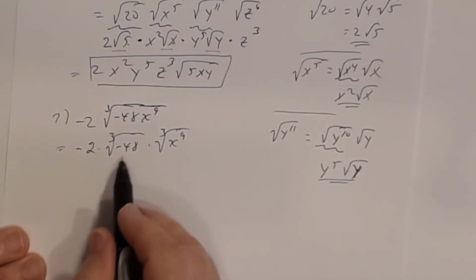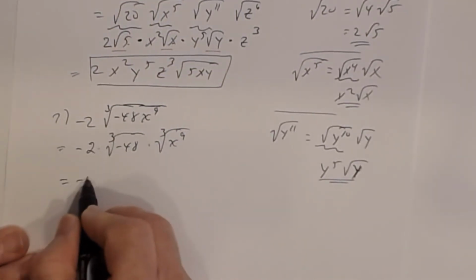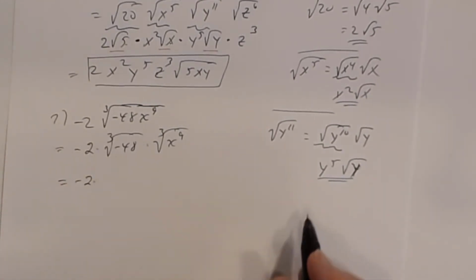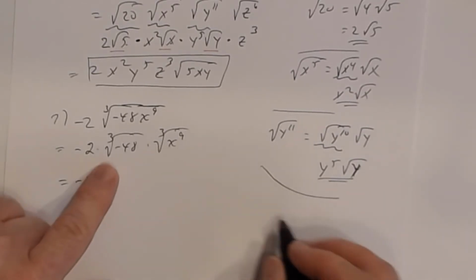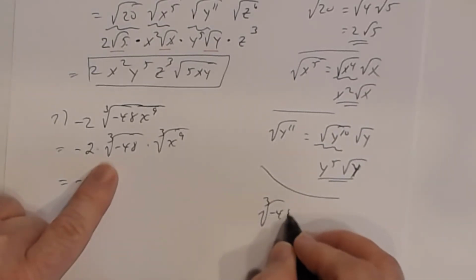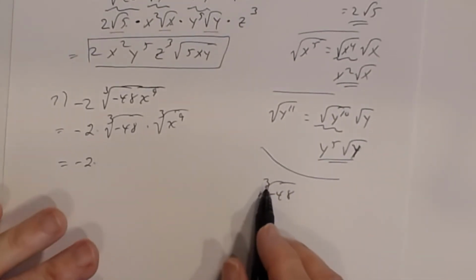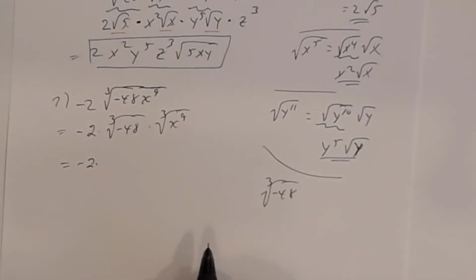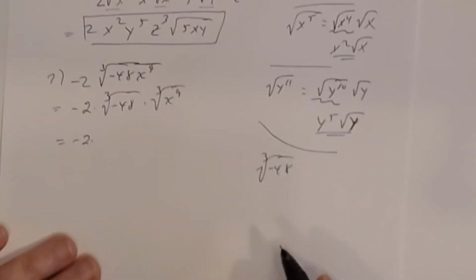All right, now we're going to simplify each of those radicals. So I have negative 2 times, okay, now let's put this on this side to kind of work it out. So the cube root of negative 48. Now remember, this time we're dealing with cube root. So is there a perfect cube that goes into 48? Remember your perfect cubes. Okay, so I'm just going to go ahead and rewrite them.